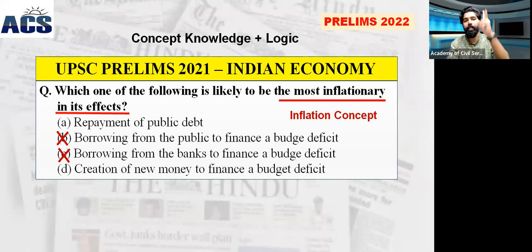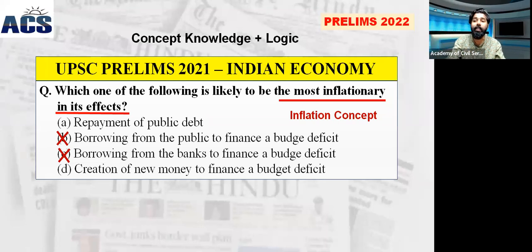One is option A and option D: the repayment of public debt and the creation of new money to finance budget deficits. Government may have taken a lot of money. When inflation happens, the repayment of public debt, if the government is paying back the money to the public or the bank, means again the government is giving money, because the debt the government had taken is being given back to the public. This can also result in inflation, but here the question was asking about the most inflationary effect, because the repayment of public debt has not created any new money. The already available money has been paid to the public.